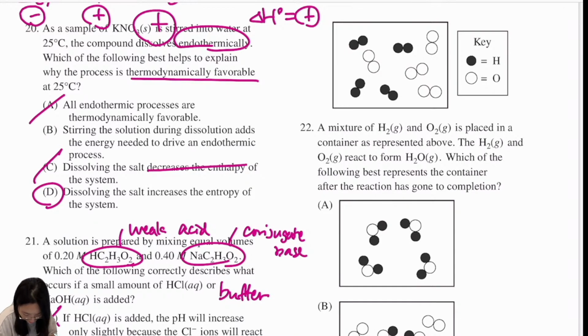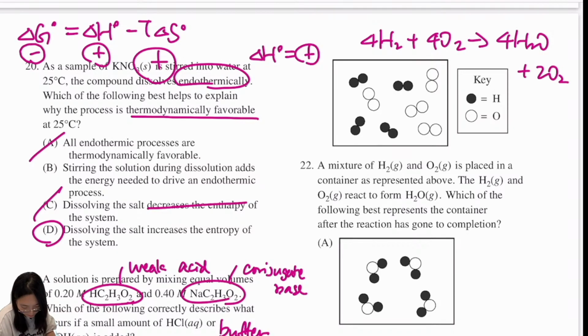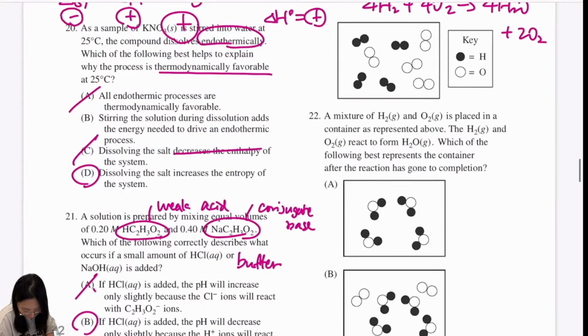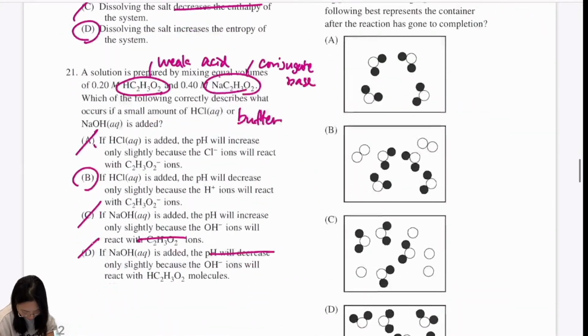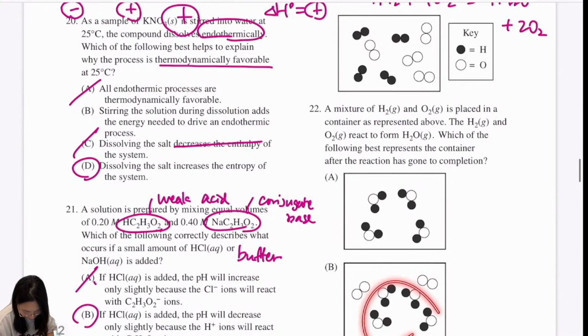So for now, we have 4 moles of hydrogen, and also 4 moles of oxygen. So at most, they can form 4 moles of H2O, and you will have 2 of the oxygen left over, not reacted. So it will be 4 water molecules. I'm looking for 4 water molecules and 2 moles of oxygen, which is B.